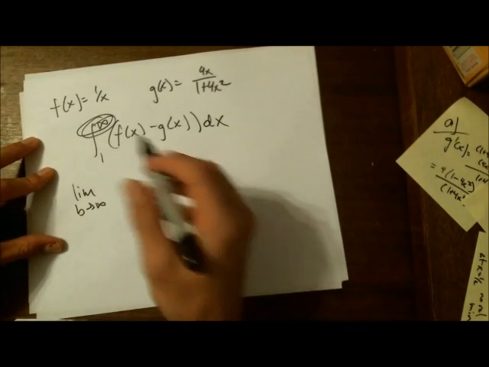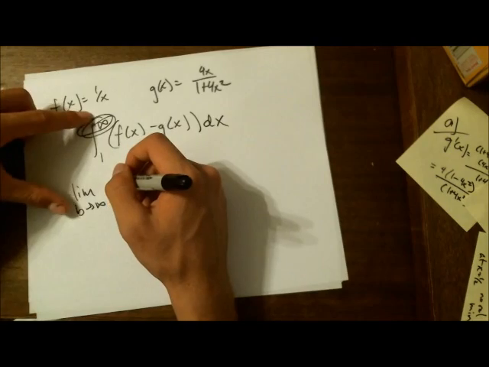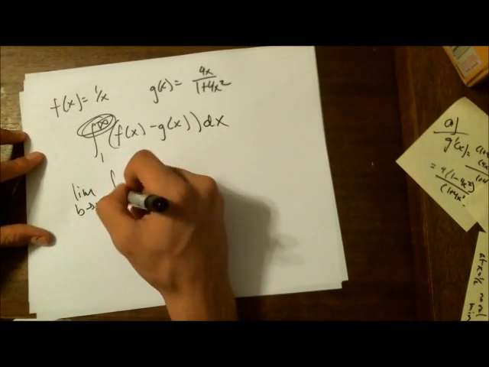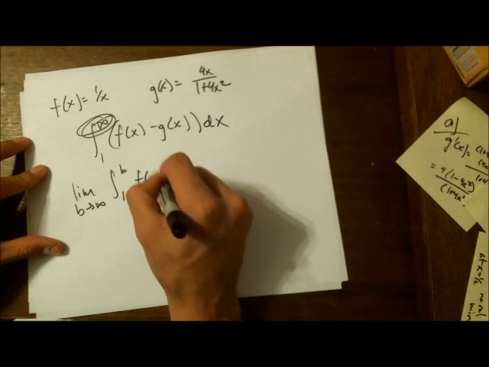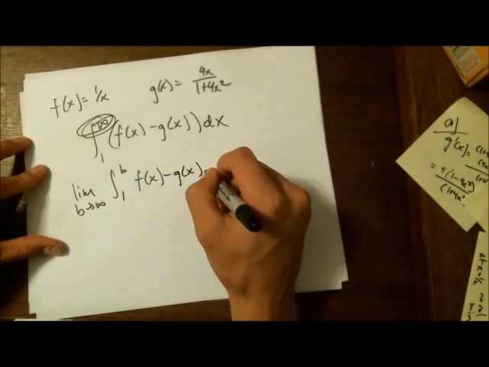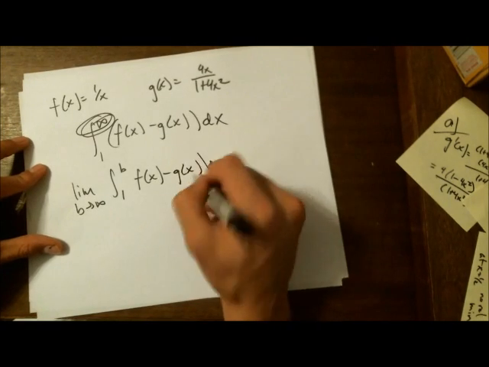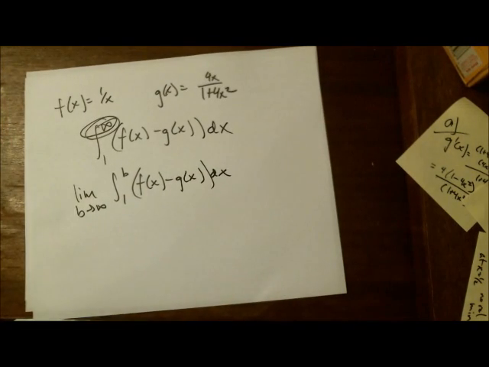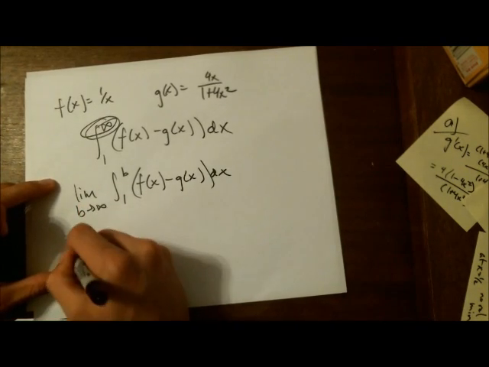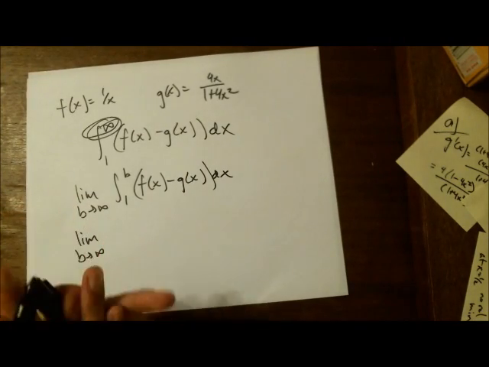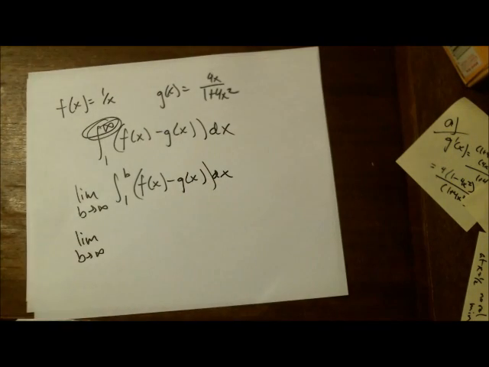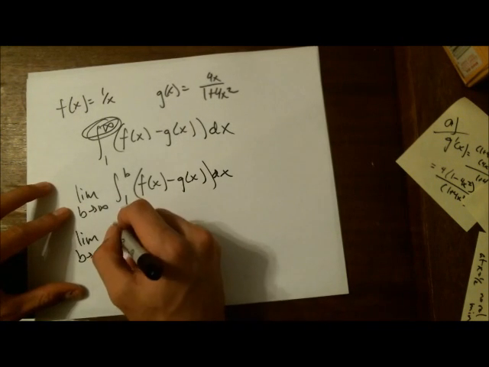I use b, it's my favorite constant when it's the top one. I use a when it's in the bottom. So you have the limit of the integral, and it's the same as before. Then it's just simple integration from there. You find the integrals of these. The integral of f of x is really easy. It's 1 over x, so the integral of that is ln x.